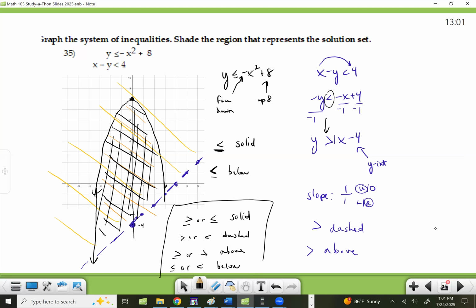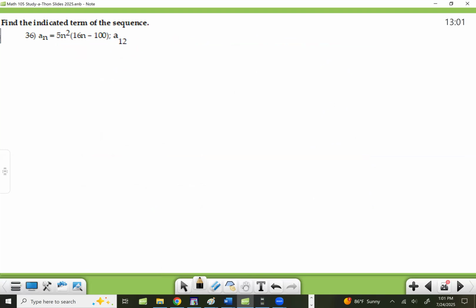All right, let's take a look at number 36. I feel like the end of the test is actually the easiest part of the test. So make sure you make it there and that you don't run out of time. Go and get those easy points first. They want us to find a sub 12, the 12th term. So we're just going to be substituting 12 in for all of the n's in this problem. And that's it. It's that easy. So I'm going to go ahead and write it with 12s everywhere where I see an n.